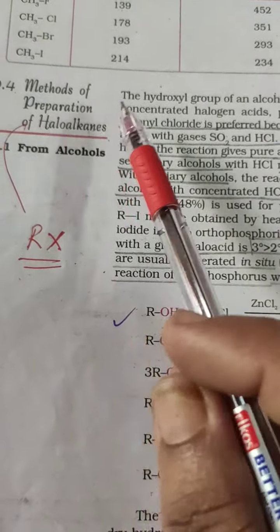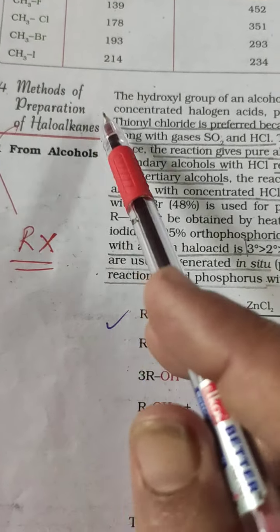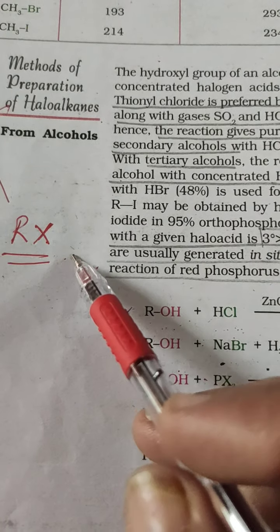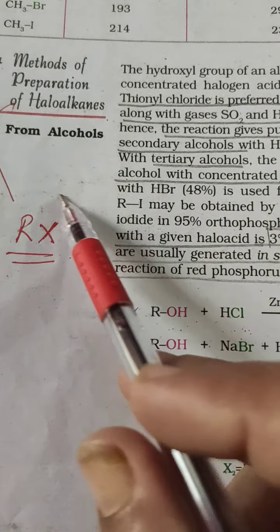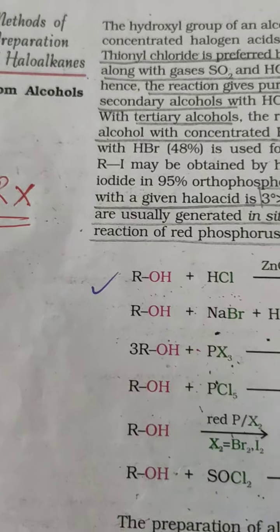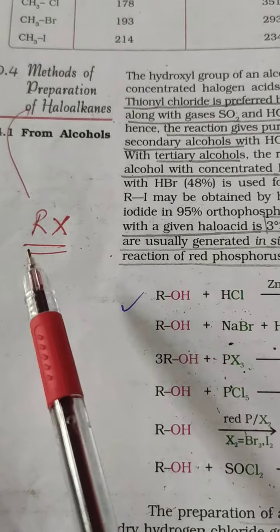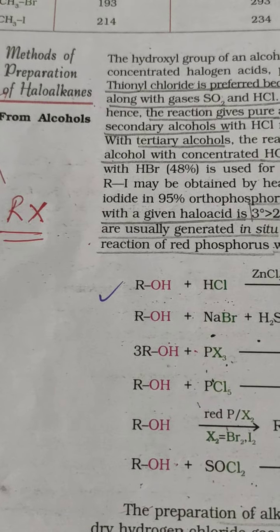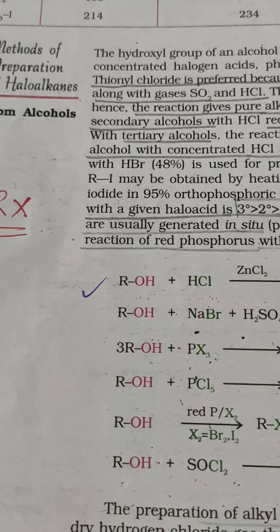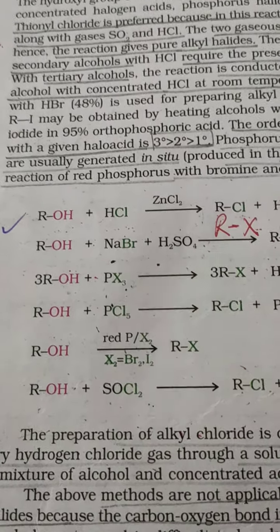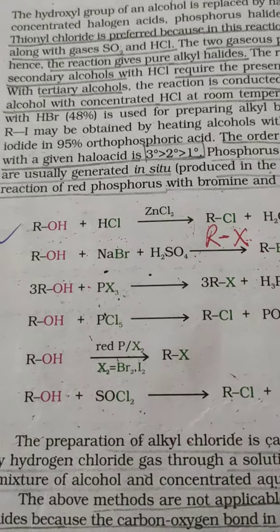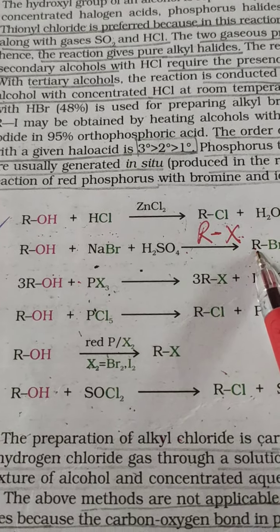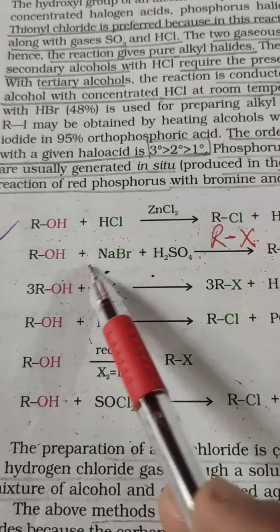Today in this video we are going to discuss the methods of preparation of haloalkanes. Haloalkanes are also known as alkyl halides. General representation I have written here, RX. We can prepare alkyl halides from alcohols, from alkanes by free radical halogenation and from alkenes. In this video we will mainly focus on the preparation of RX, that is alkyl halides, from alcohols.